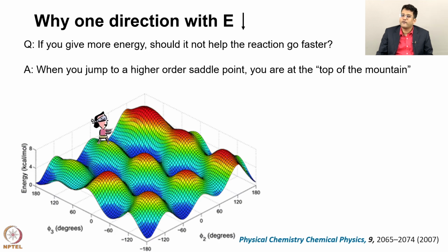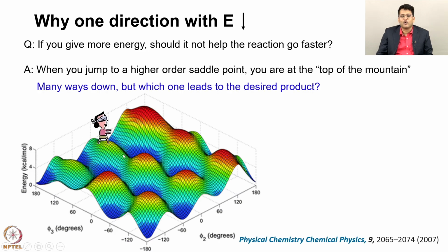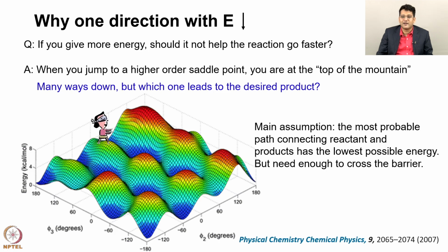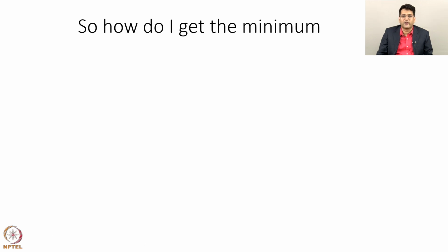Well, if you give it higher energy, you may also jump to a higher order saddle point, where you are at the top of the mountain. And if you are on top of the mountain, when you come down, you can come down in multiple ways, so you can go to multiple valleys. There are many ways down, but which one leads to the desired product is not very clear. So the main assumption in this case is that the most probable path connecting the reactant and product has the lowest possible energy, but one needs to cross a certain amount of barrier to get there.